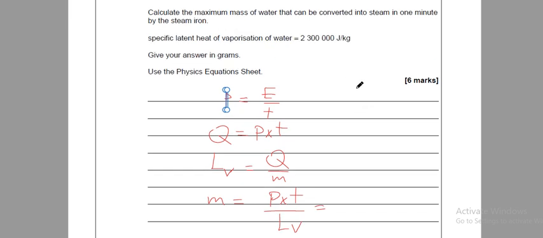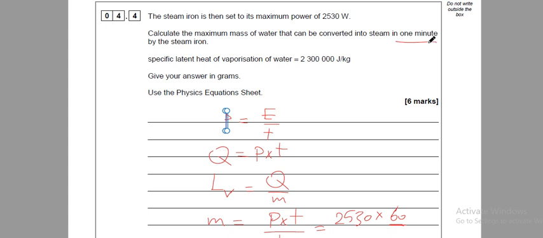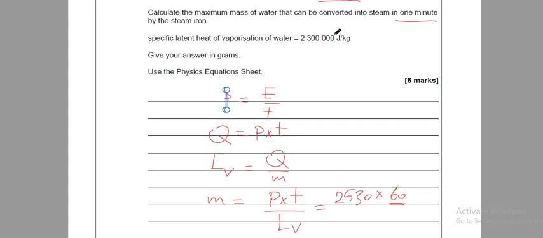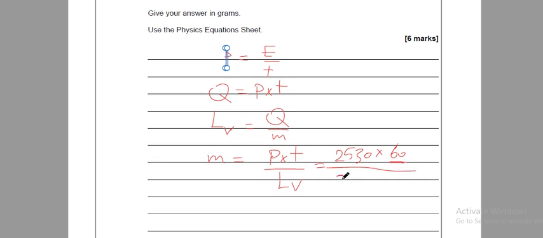We can substitute. Times 60 here because he mentioned 1 minute, so it should be multiplied by 60 to be converted to seconds, because here power is given in watts, which is joule per second, and latent heat is given in joule per kilogram. 2, 3, 5 zeros. So the mass will be 0.066 kilogram, which is 66 gram.